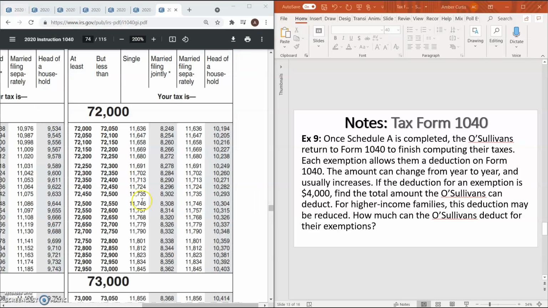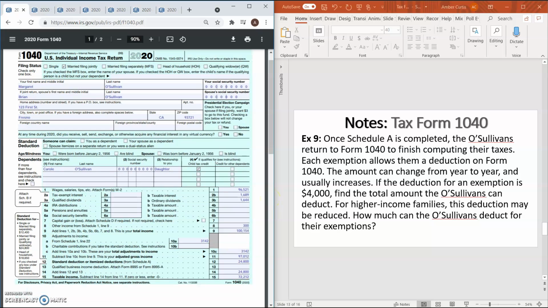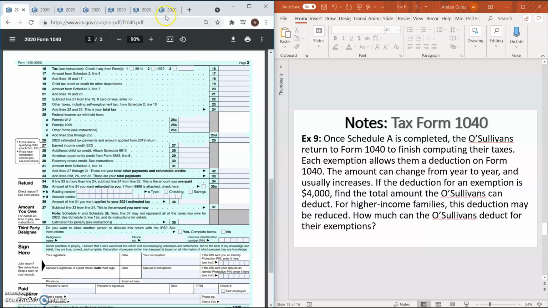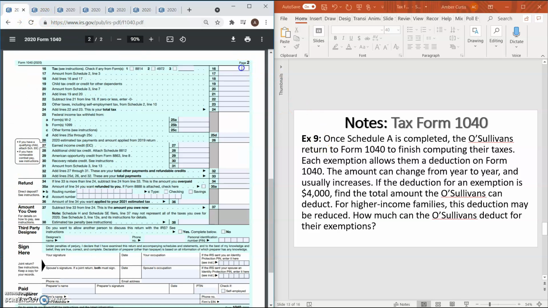All right, so to figure out the amount of tax owed, what we're going to do is look at their taxable income, which was $72,212. We have that here. And we're going to use our tax table. So 72,212 would fall here. And they are married filing jointly. So that's $8,272. So that will go here.